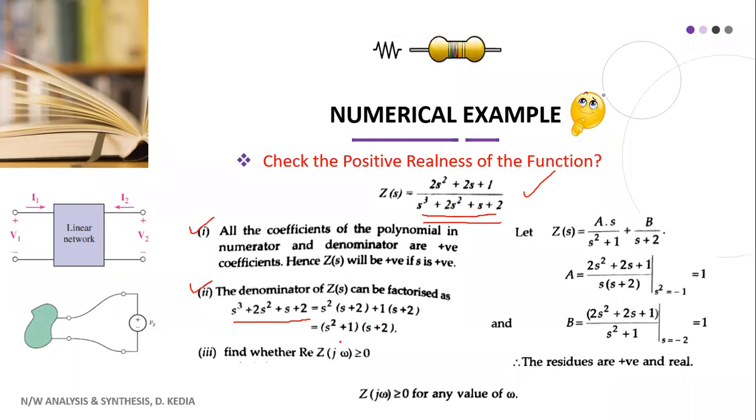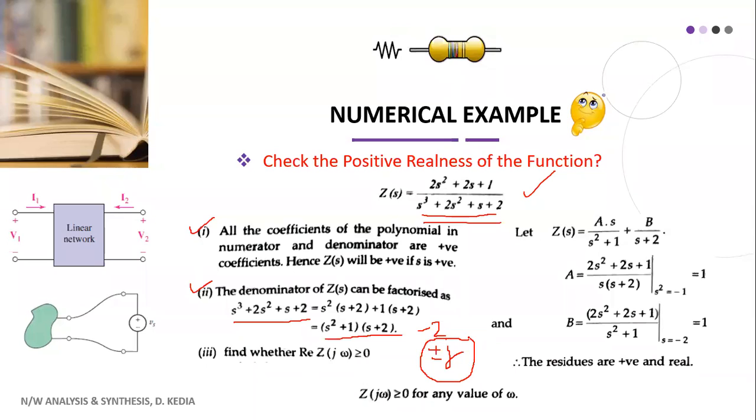You can see that those factors are s square plus 1, s plus 2. So what are the poles? That is minus 2. Okay. And another pole is plus minus j. So you can see here that in this condition, we have pole on imaginary axis.